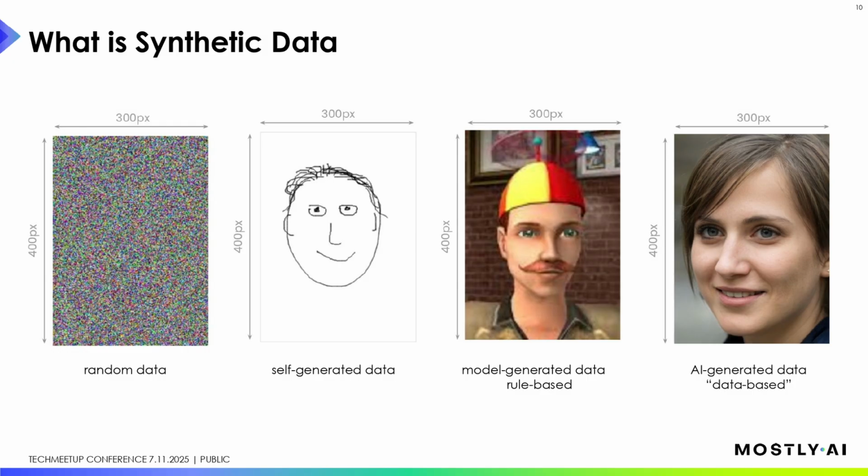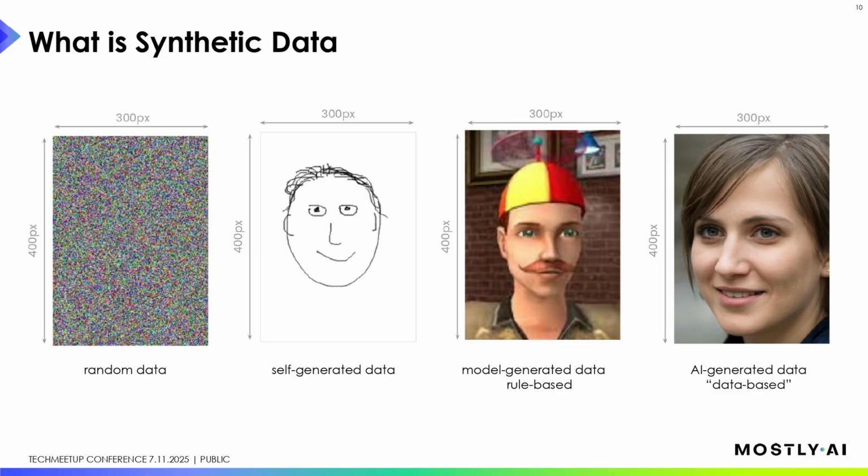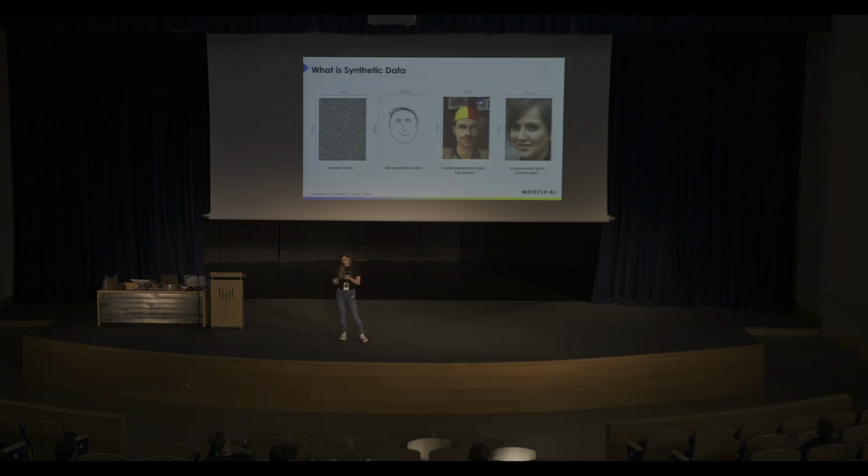You can imagine there can be random data, private, but far away from perfect. Self-generated data, better, you can recognize a face, but scalability, quality, I don't think you would be happy with it. There is rules-generated data, you can have a collection of nose, mouth, and put it into the face. Yeah, uniqueness, again, not great.